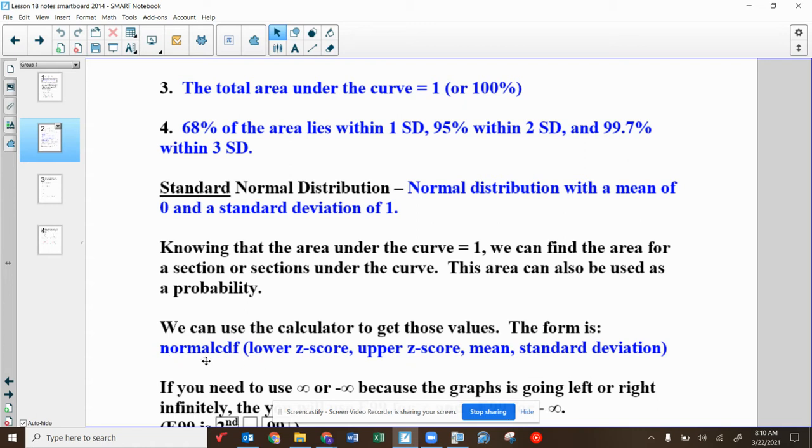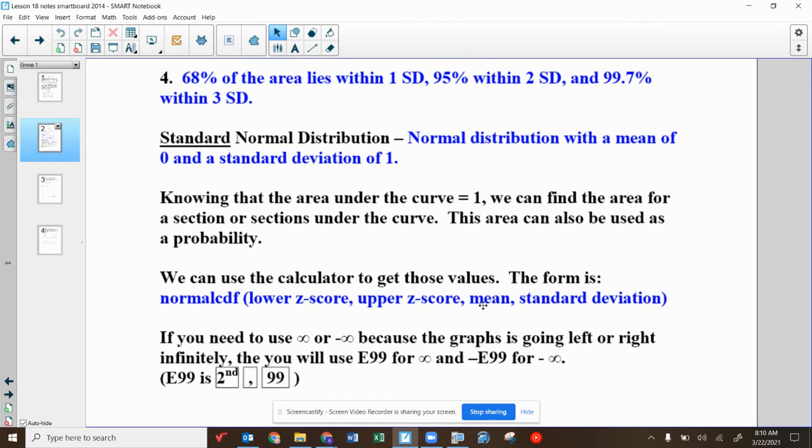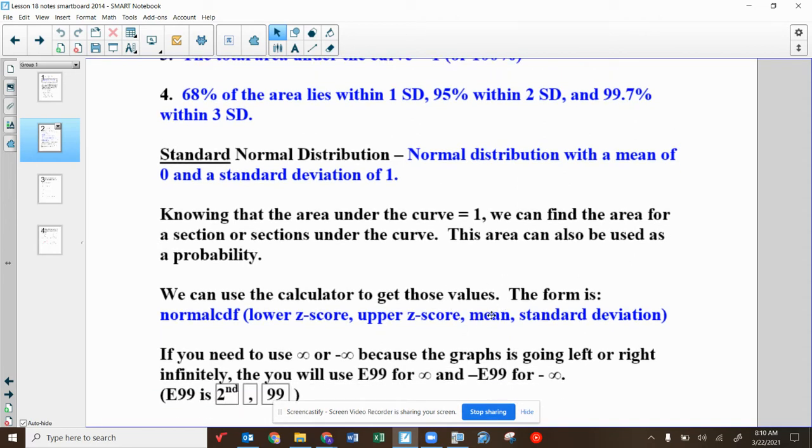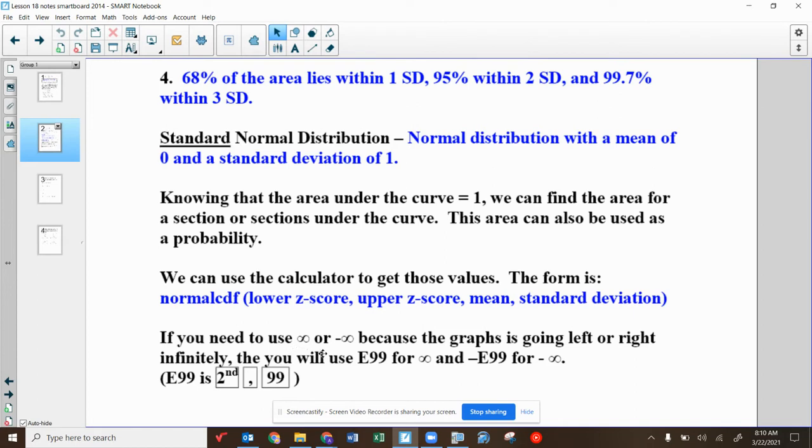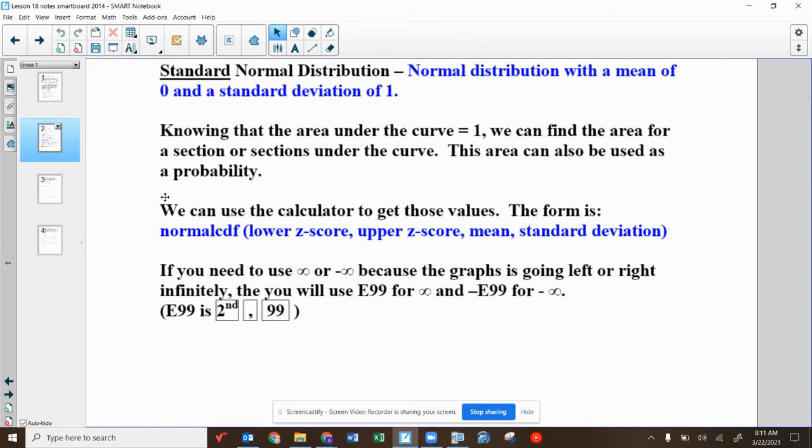So this is the spot we're going to use in the calculator here, normal CDF. I'm going to show you that in an example. And sometimes we're going to go to infinity or negative infinity, which those buttons are not on your calculator. So when we do those, we're going to use a very large number if it's positive infinity, or a very small number if it's negative infinity. And I'll show you how to put those in your calculator as well.